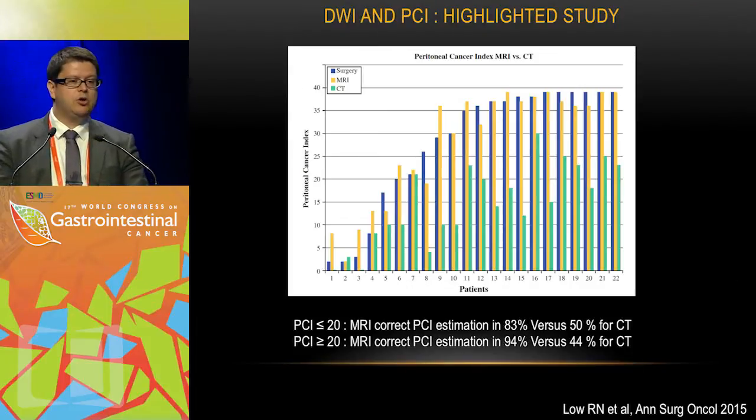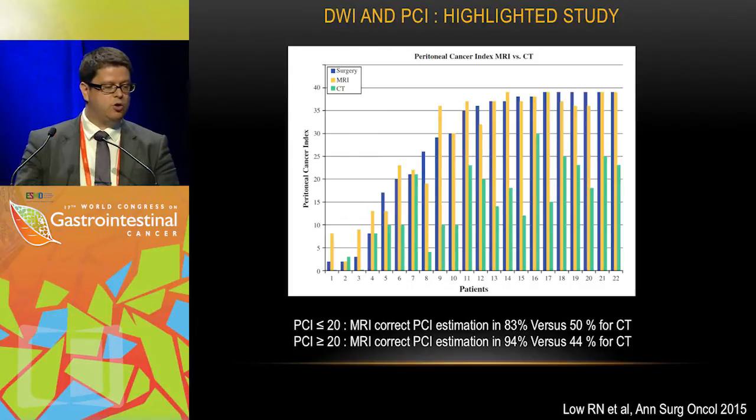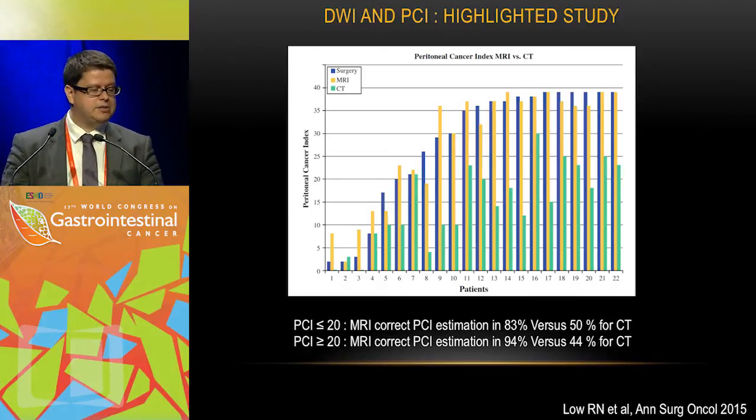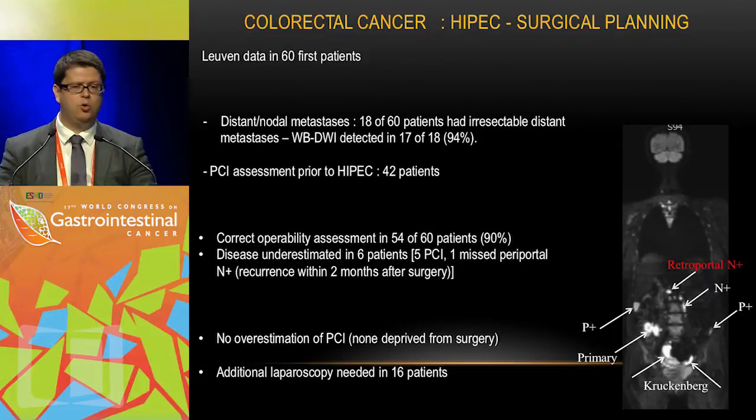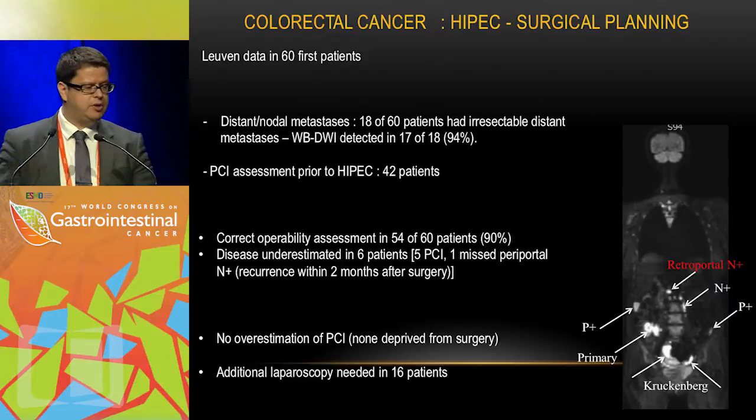The other study, of Russell et al., shows that diffusion MRI has a much better correlation with the surgical PCI at laparotomy compared to CT. It's actually superior to it. When we look at the results, only the threshold for the PCI was different from what we use at our center. So what did we find in the first patients that we did?